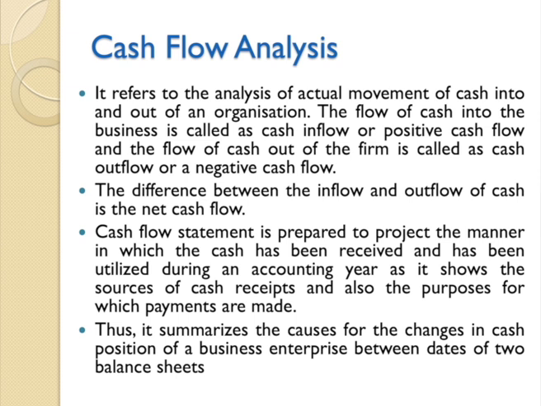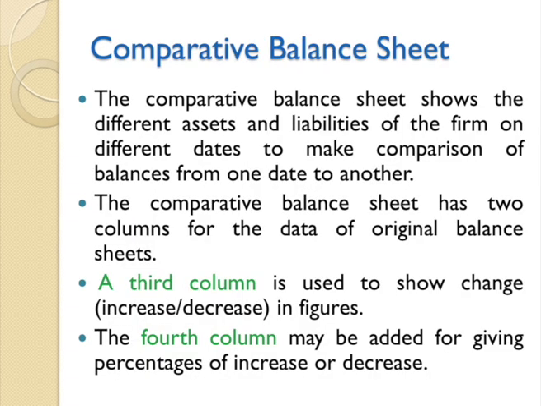Fund flow statement tells us the movement in the working capital. Cash flow statement tells us the movement in the cash, one item in the working capital. Thus, the cash flow statement summarizes the causes for the change in cash position of a business enterprise between dates of two balance sheets. So, we prepare a comparative balance sheet, my dear students. We have two columns for 2 years. The third column is used to show the changes, that is increase and decrease figure. The fourth column may be added for giving percentages of increase and decrease.